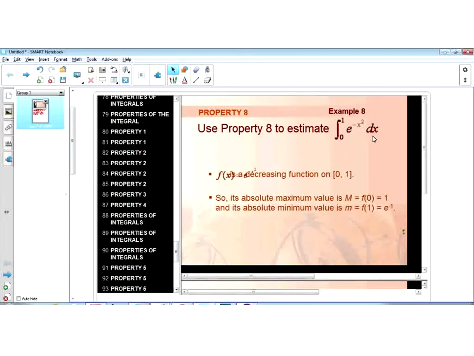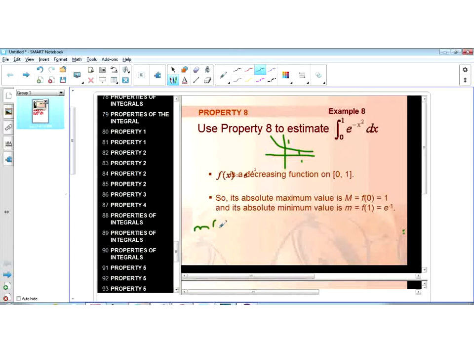So we're going to use that property to estimate the area under the curve from 0 to 1 of e to the minus x squared. So e to the minus x squared is a decreasing function on 0 to 1. It's going to look something like this, a decreasing function. Here's 1. So its absolute max occurs at 0, and its absolute min occurs at e to the minus 1. These would establish your big M and little m.